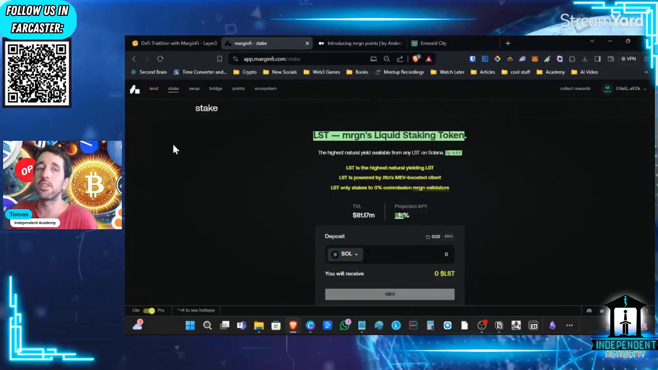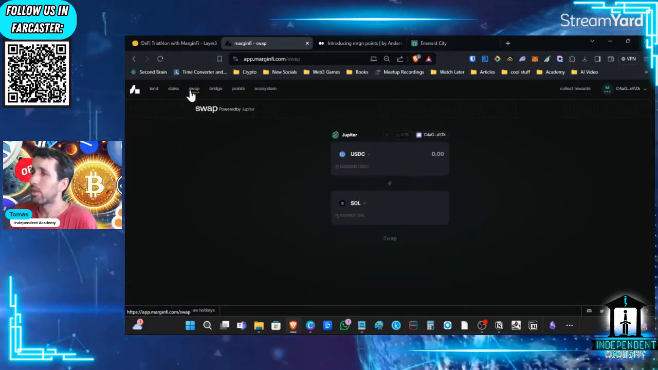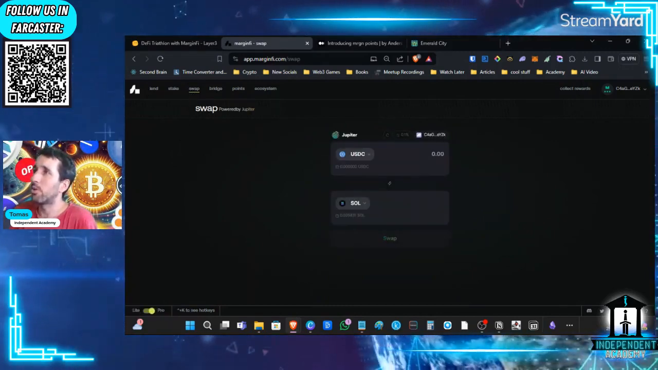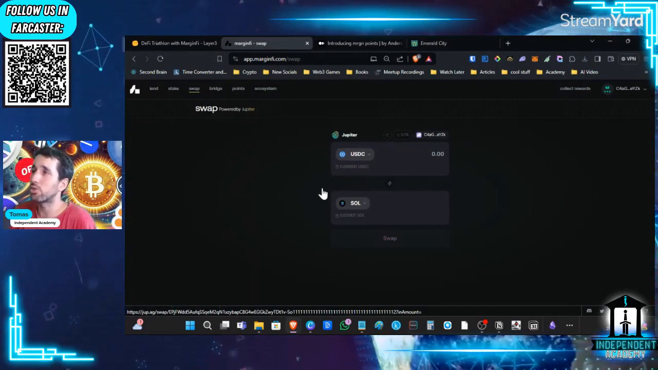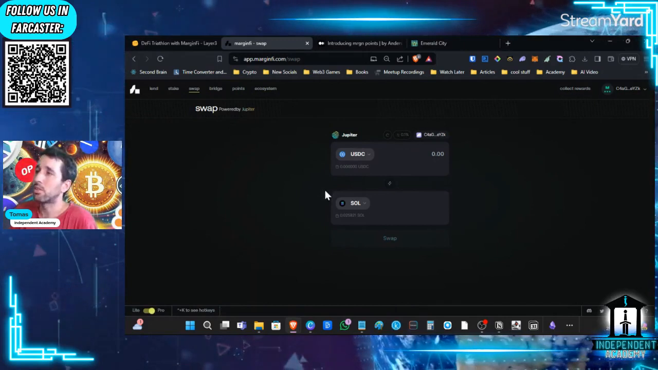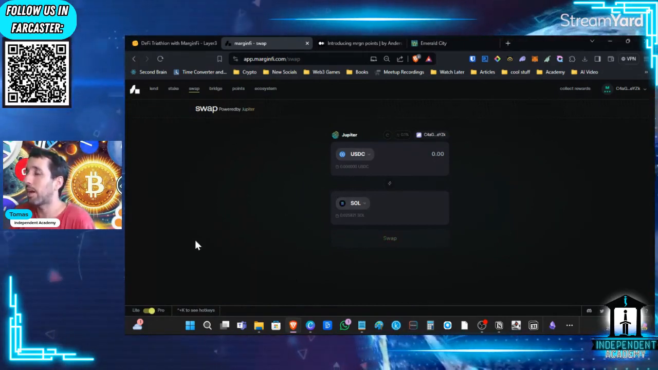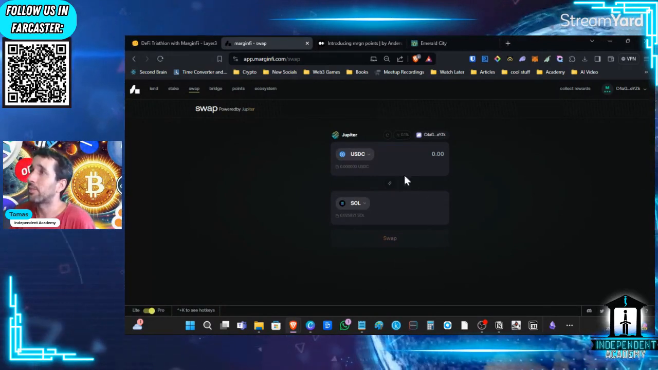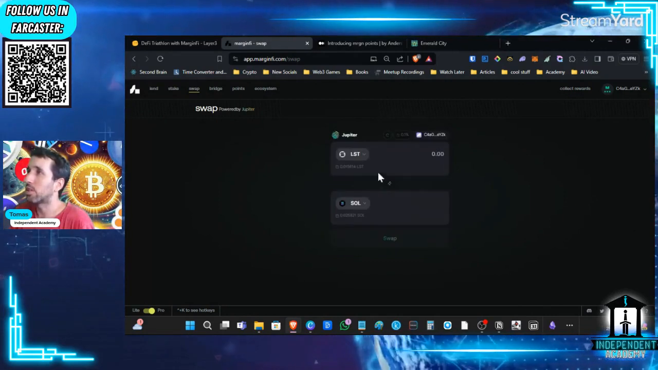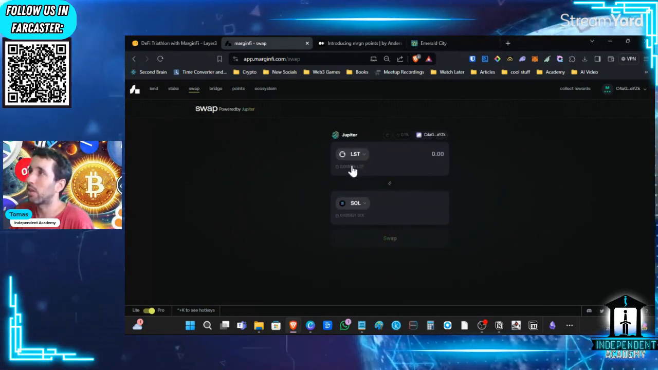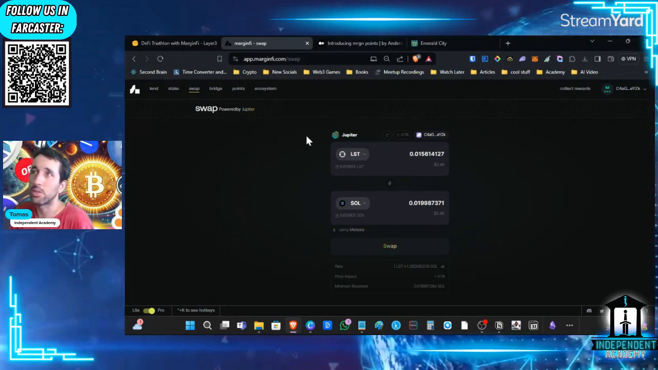Now, there's other things that you can do in MarginFi. You can swap tokens. If you've seen our video on Jupiter, basically MarginFi just integrated Jupiter within their app. So you can do swaps using Jupiter without having to leave the MarginFi app, which is great. And for example, if you wanted to unstake your SOL, an easy way to do it would be to swap your LST for SOL. That would be the easiest way to do it.